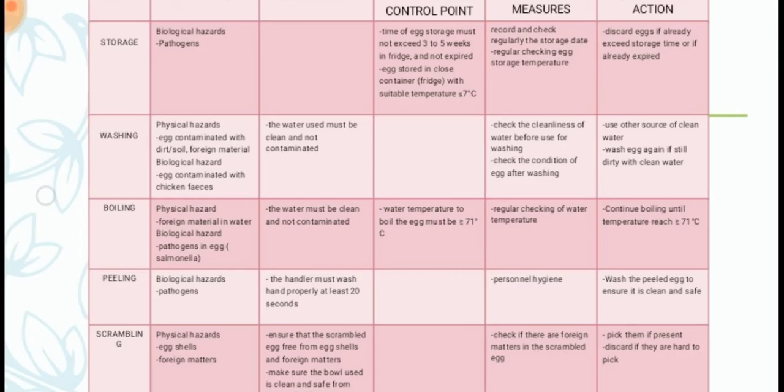For preventive measure, personal hygiene. Corrective action, wash the peeled egg to ensure it is clean. For scrambling, it has physical hazard.